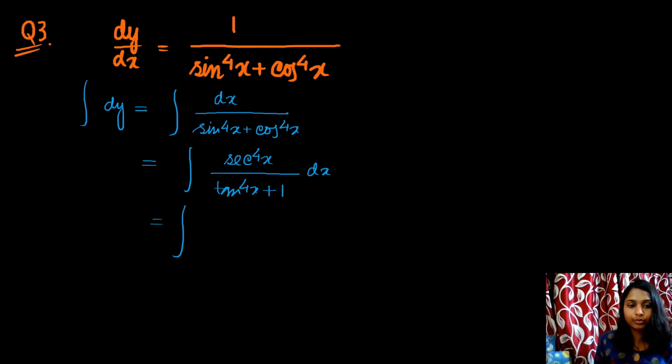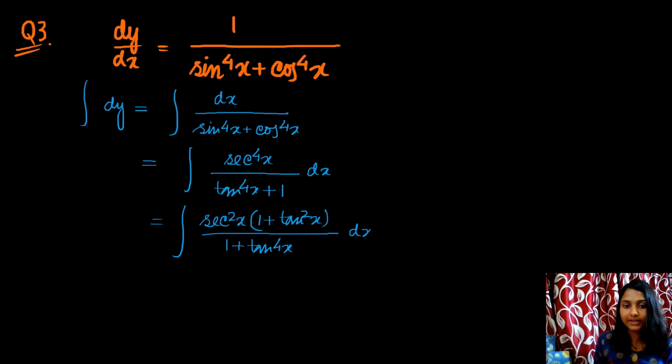Now we can write this sec power 4x as sec square x into sec square x, and one of the sec square x will give 1 plus tan square x, divided by 1 plus tan power 4x dx. So the derivative of tan, which is sec square, is present in this integration.